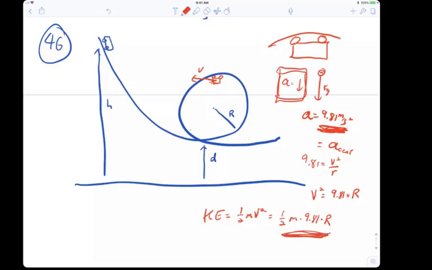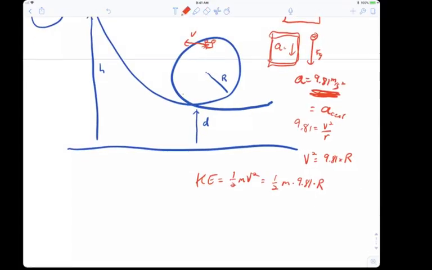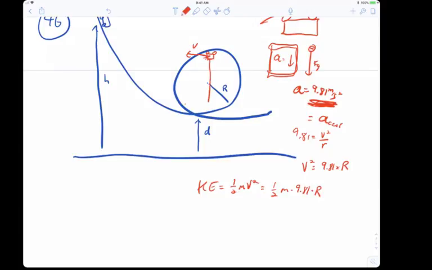So this is the minimum amount of kinetic energy to stay on the track. If you don't have at least that much kinetic energy, you're going to fall to your death. Okay, so you need that much kinetic energy. And that's neat because we can talk about how much energy total it has if the system is the cart and the track and the ground and the earth. Kinetic energy plus gravitational potential energy. So the kinetic energy is 1/2 mgR, and the gravitational potential energy is going to be mg times the current height, which is D plus 2R.